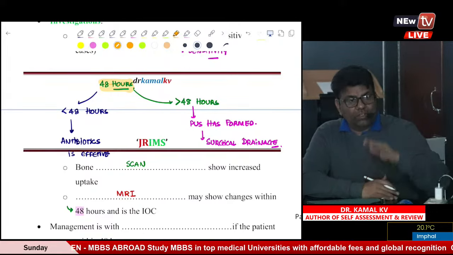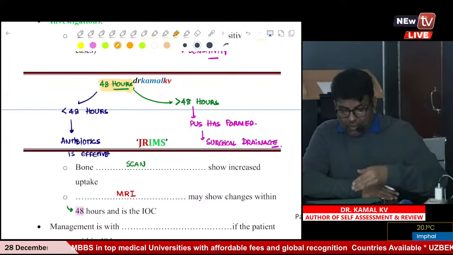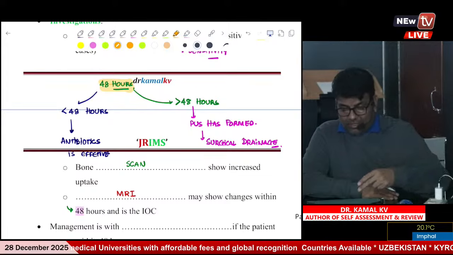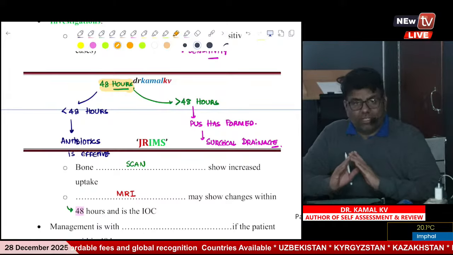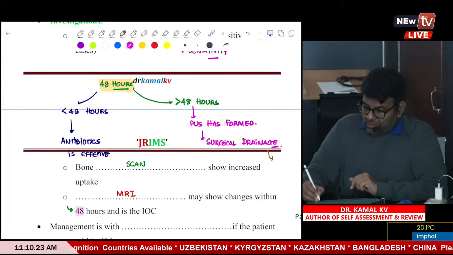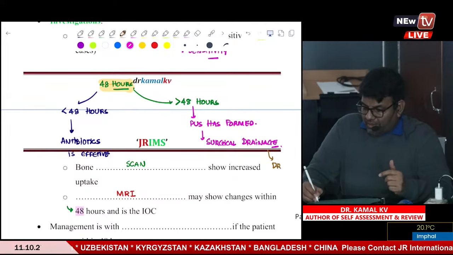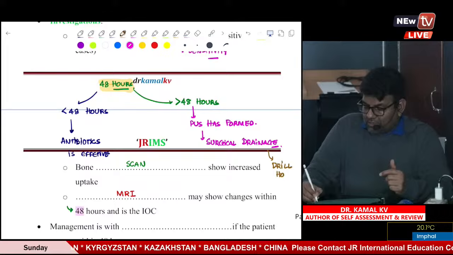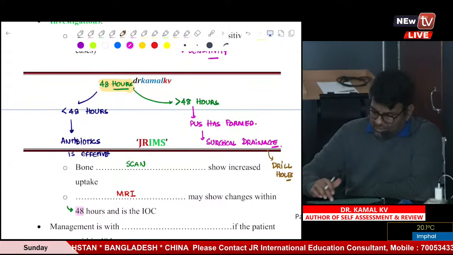Less than 48 hours, we can take a chance with the antibiotics, and we are hopeful that it will resolve with antibiotics. But if it is more than 48 hours, presume that pus is now formed and we need to do drainage. In bones, we cannot do incision, we need to make drill holes. Then only the pus can come out of the metaphysis outside. So this is the approach.